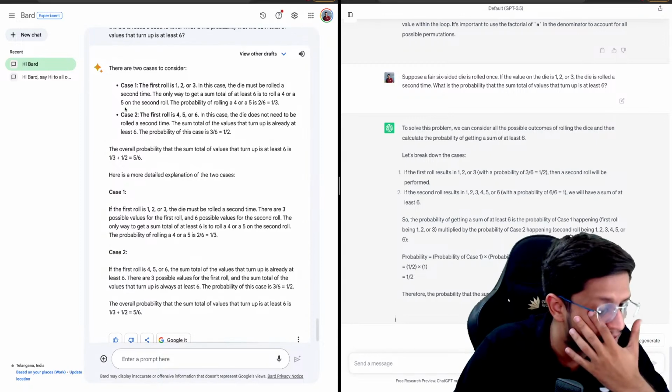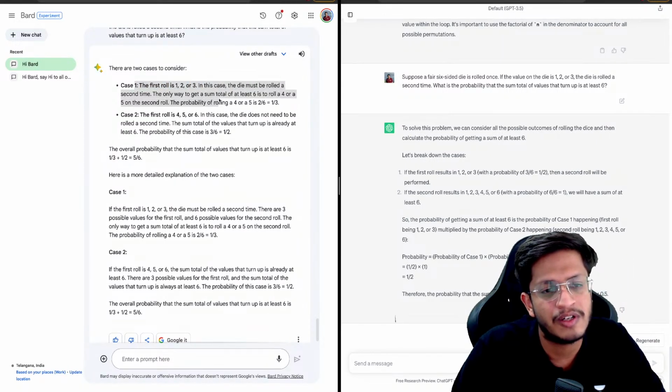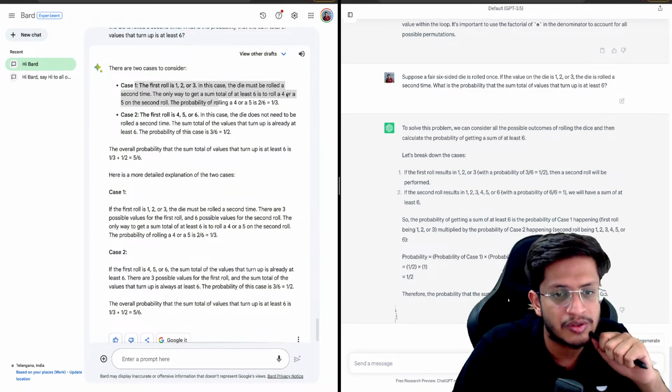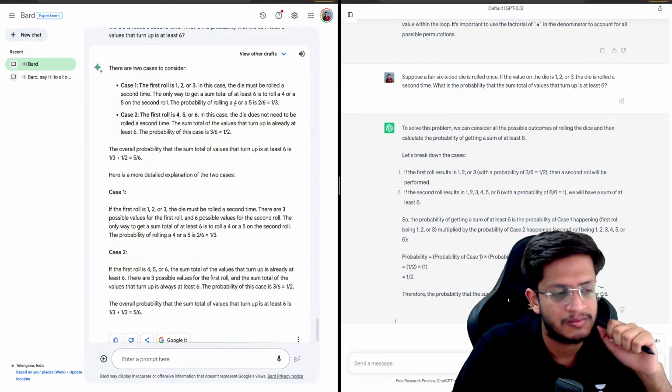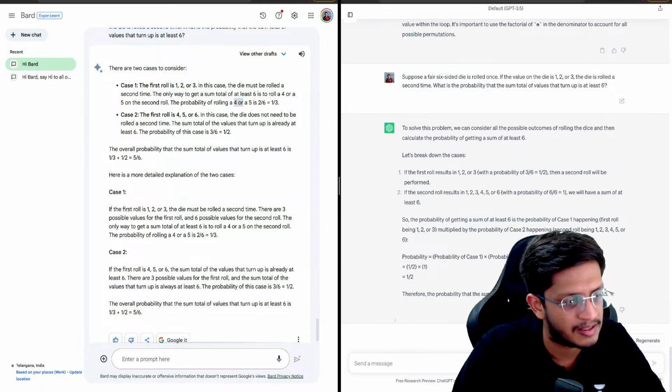And if you see Bard's answer, it says: in the case when the first roll is 1, 2, or 3, the die must be rolled a second time. The only way to get a sum of at least 6 is to roll a 4 or a 5 on the second roll. No, this is where they made a mistake.